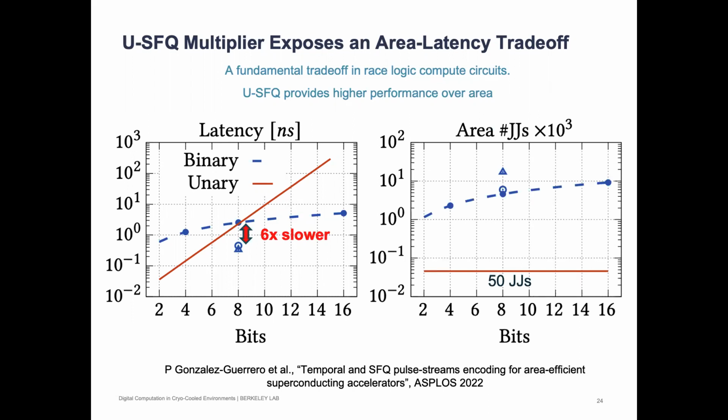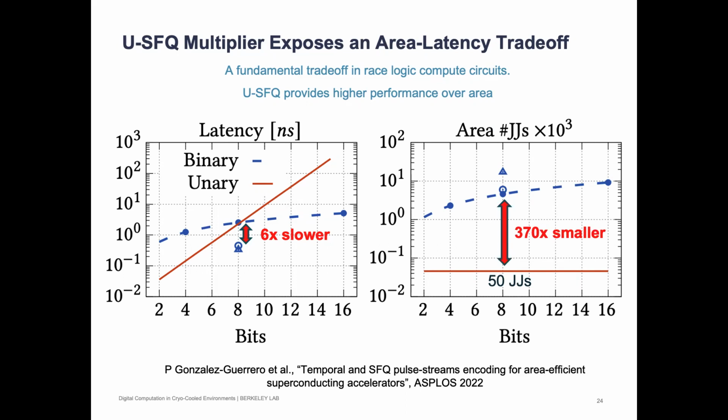I'm sorry, the area. Our multiplier remains at 50 JJs. That's for the bipolar one, and does not increase with more bits. Remember, I said at the beginning, if we want more bits, we just have to prolong the epoch. The circuit itself does not get larger. But the binary multiplier does get larger. Not much, but it does get larger. If we again stick with the 8 bits, our multiplier is 370 times smaller. So yeah, it's 6 times slower, but it's 375 times smaller. This is clearly a good performance over area trade-off, and it's what has been motivating us.